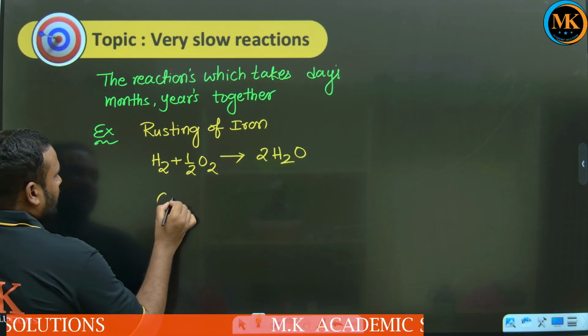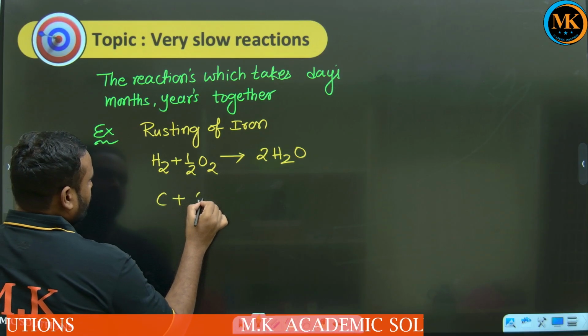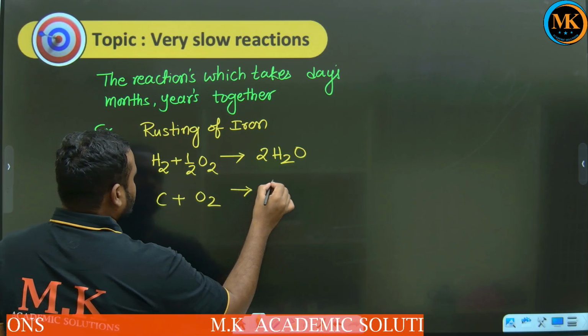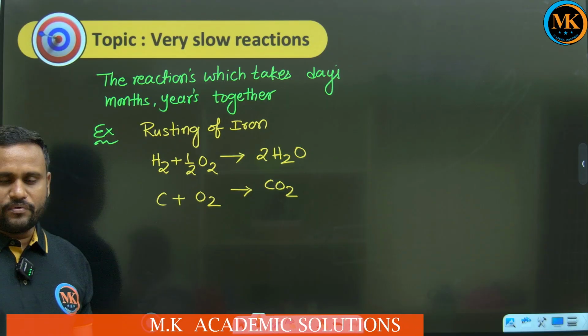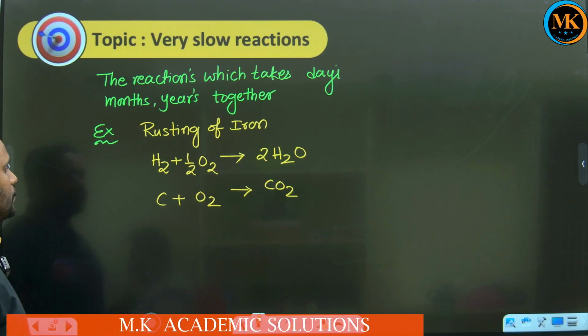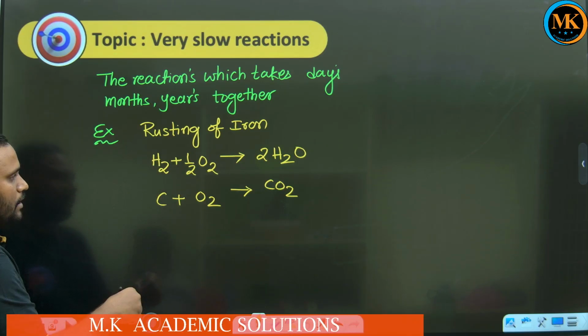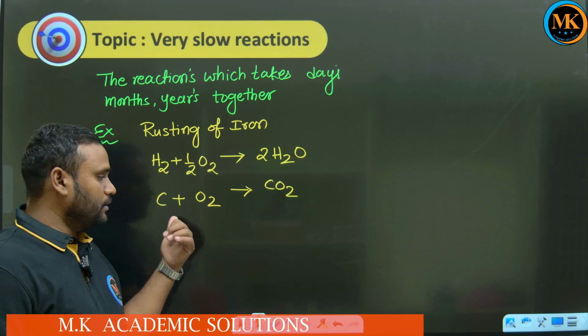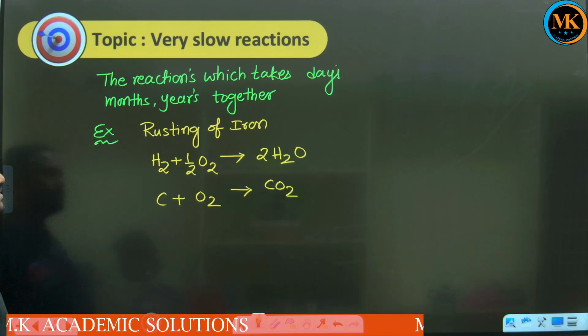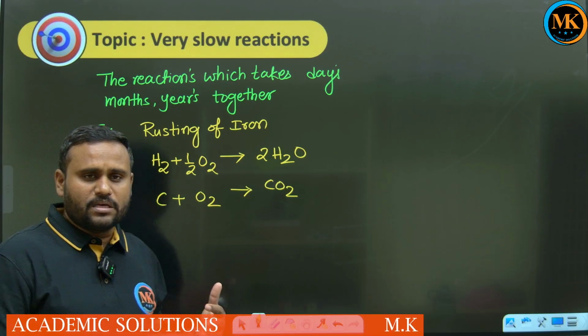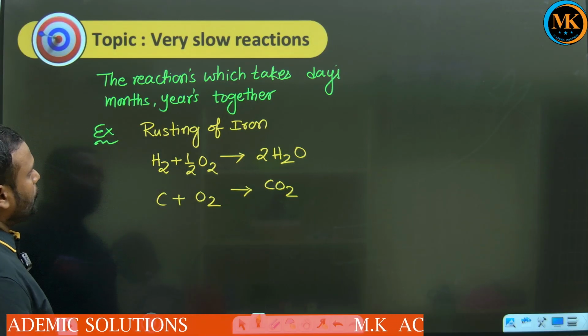And we can take the combustion of coal: C plus O2 gives rise to CO2. So these are some examples of very slow reactions. You can take the rusting of iron, the formation of water, and the reaction between carbon and oxygen to form carbon dioxide. So these are some examples of very slow reactions.